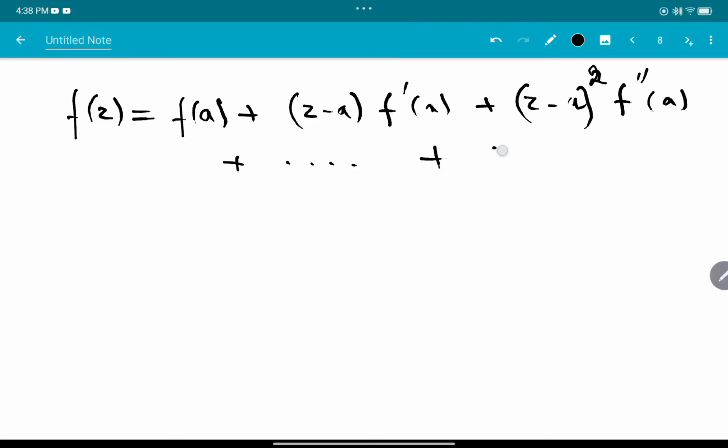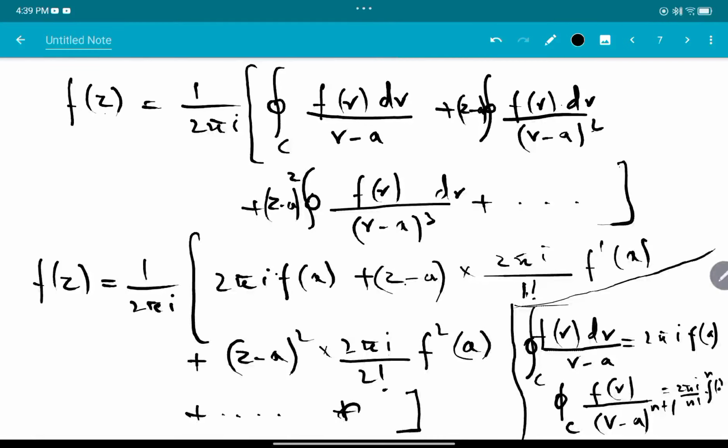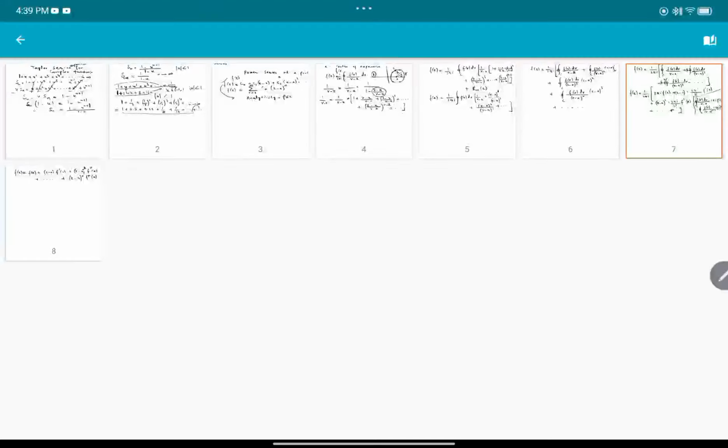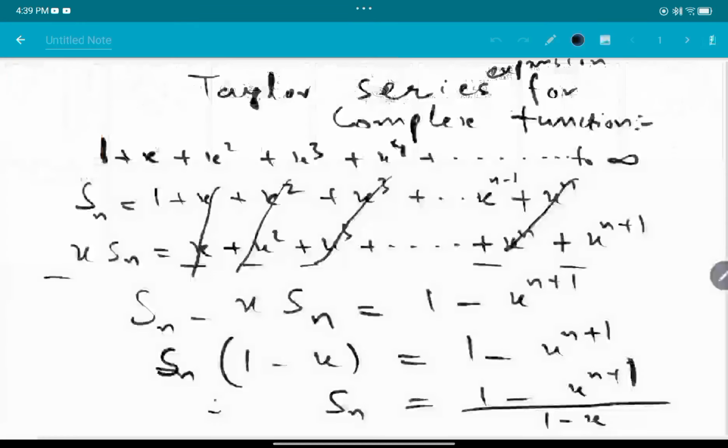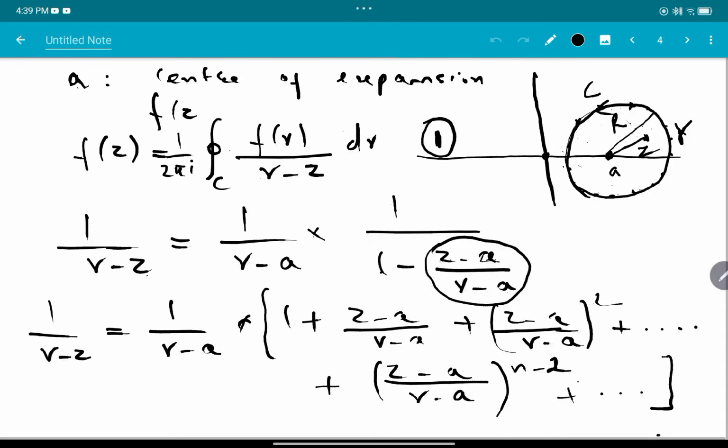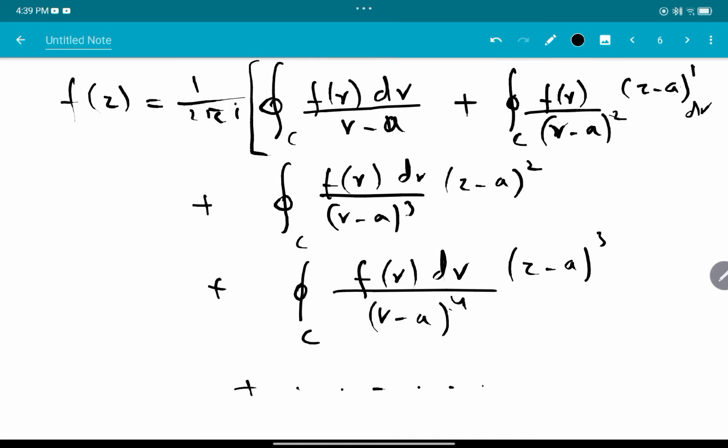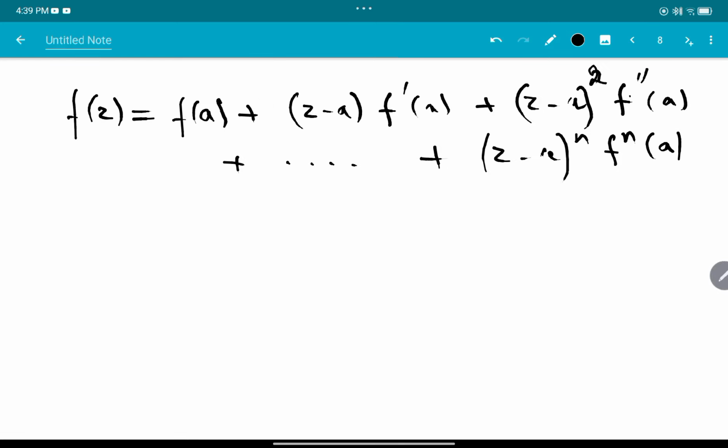Now the nth term will be (z minus a) to the power n, and then of course f^n(a). And one thing that I forgot, that is the factorials: here 1 factorial, here 2 factorial, and here it will be n factorial.